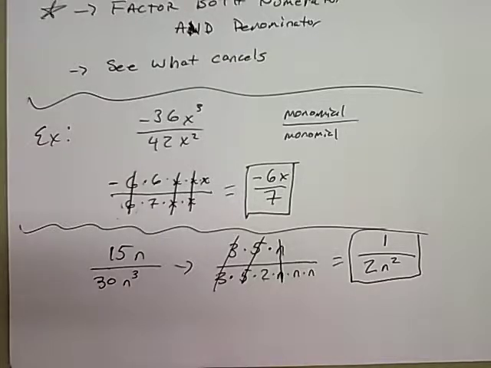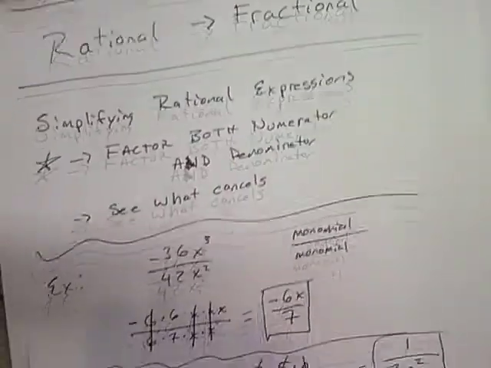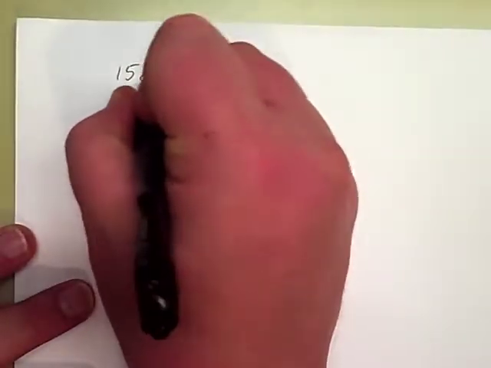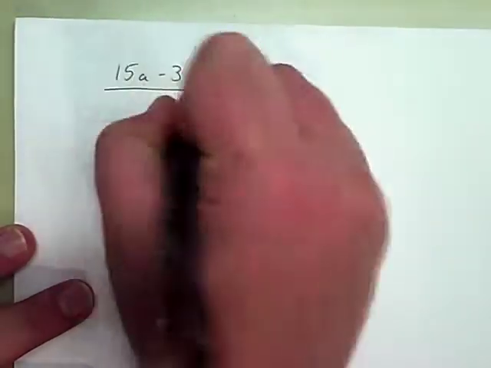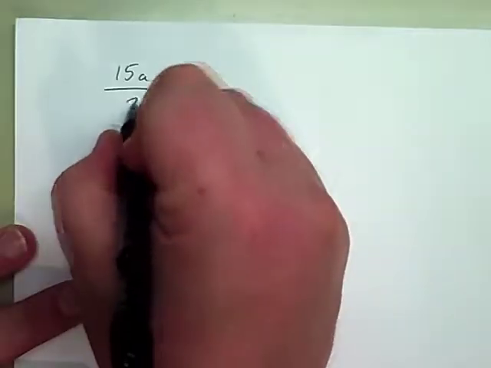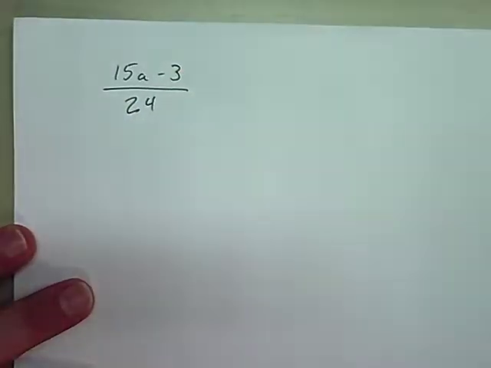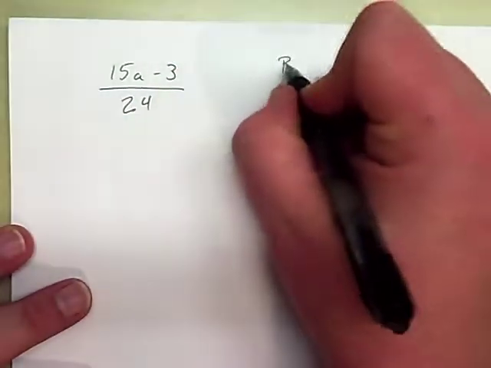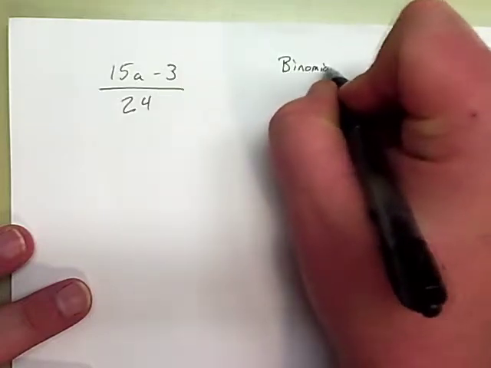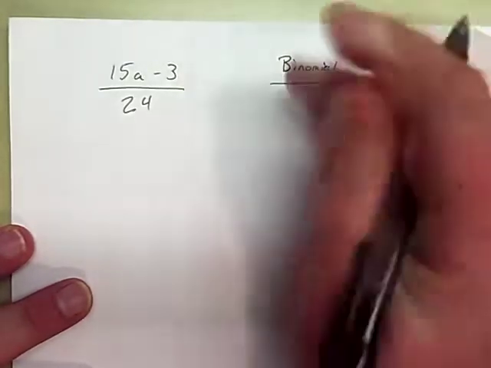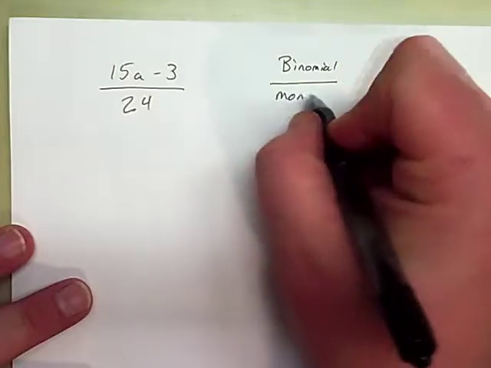All right, let's see what happens whenever we have a binomial. Let's take a look at another example. I've got a few more examples that I want to go over. Let's take a look at 15a minus 3, and we're going to divide that by 24. Now let's pay attention. I have a binomial, divided by a monomial. Again, you don't have to write this down; I'm just doing this for reference.